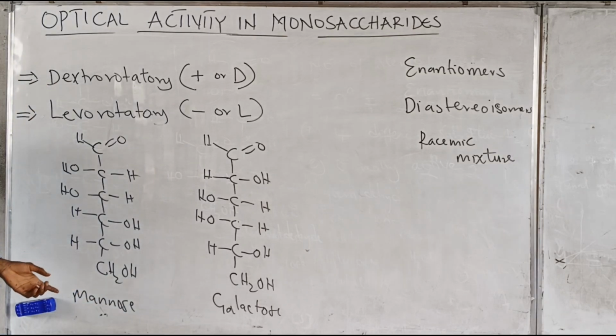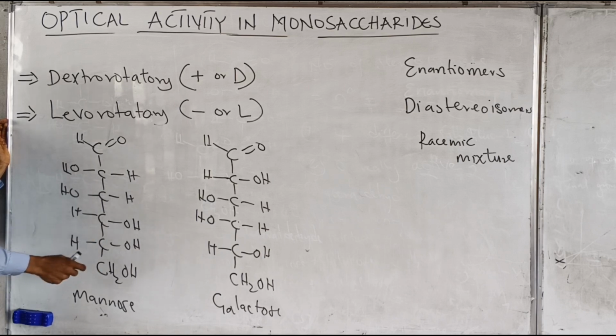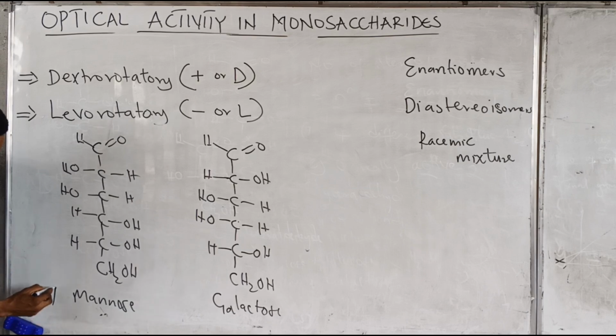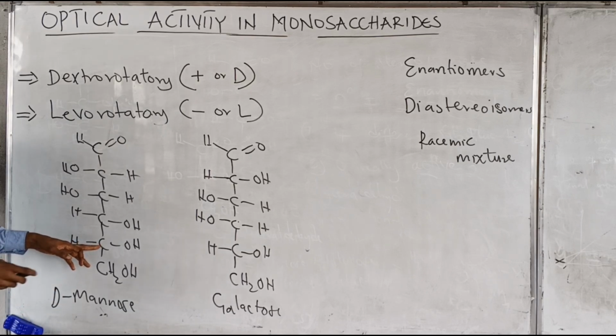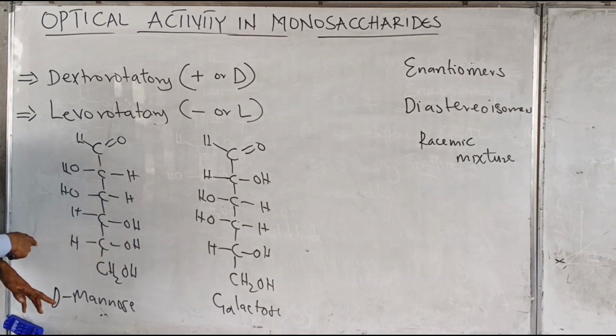If you look at this, is mannose optically active? It's optically active. Why? Because it has chiral carbons, right? Good. Will you designate this D or L? This is D, right? I told you anytime you want to designate either D or L, check the second to the last carbon. If the OH is on your right, you call it D. If it is on your left, you call it what?